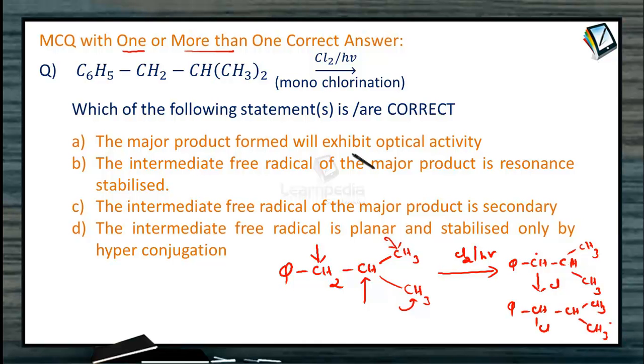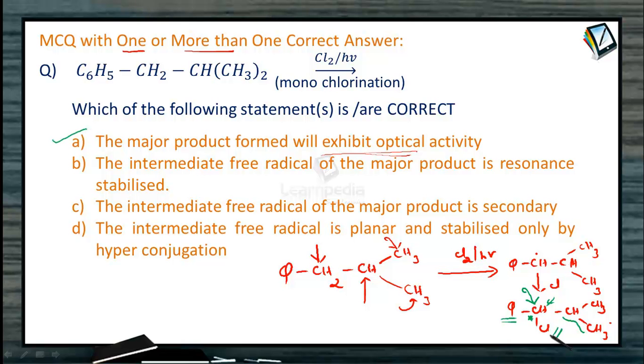The major product formed will exhibit optical activity. To exhibit optical activity, there should be asymmetric carbon. So now let us take this particular carbon where you have one is phenyl group, one is the chlorine atom, one is the hydrogen atom, and one is this isopropyl group. So four different groups are there on this carbon. Therefore it is asymmetric carbon, hence exhibits optical activity. Therefore option A is right.